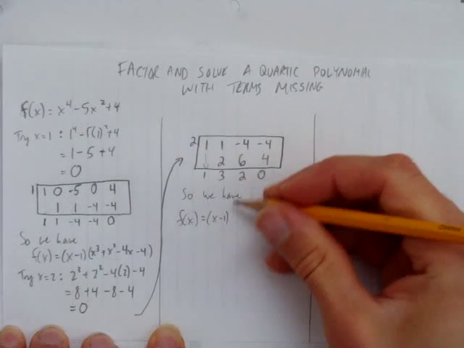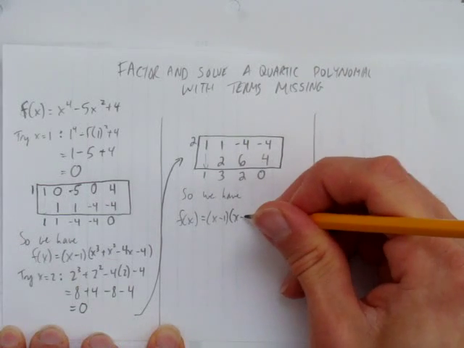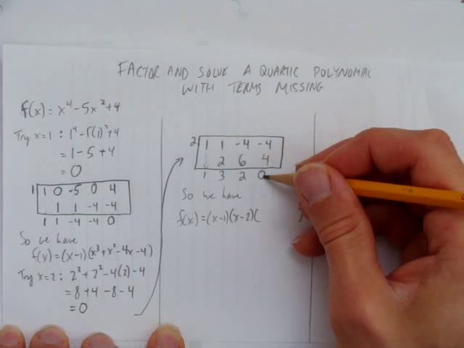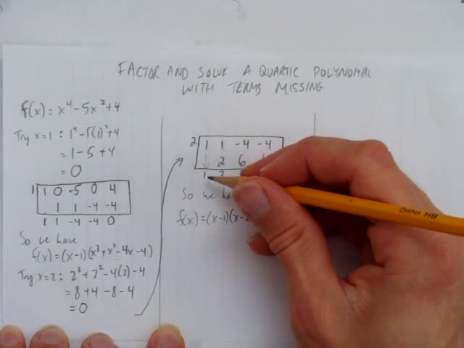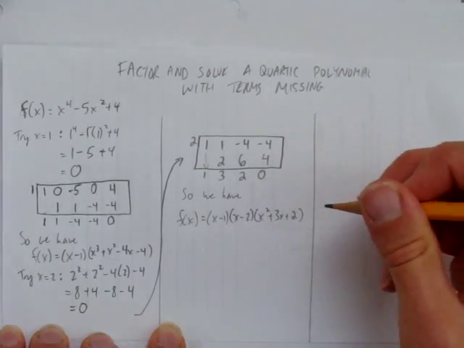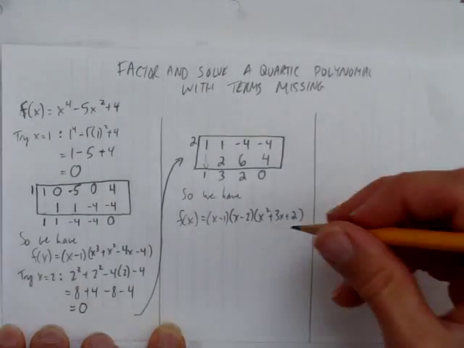Our new factor is 2, so that must come from x minus 2. And our remaining polynomial to be factored, these are the remainders, so that's constant, so that's x squared plus 3x plus 2. Now we just have to break down x squared plus 3x plus 2.